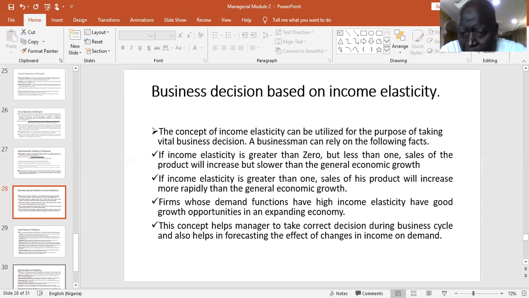Now, this is the reality. The manager needs this concept because of what we call the business cycle, which is boom, depression, the cycle. Like the economy is doing very well, it will go into recession, it will go into depression, and then it starts going back into boom, expanding economic activities. So in each of those cycles, this income elasticity of demand will guide the manager in either fixing price, in production, or in quantity supplied, or whatever.